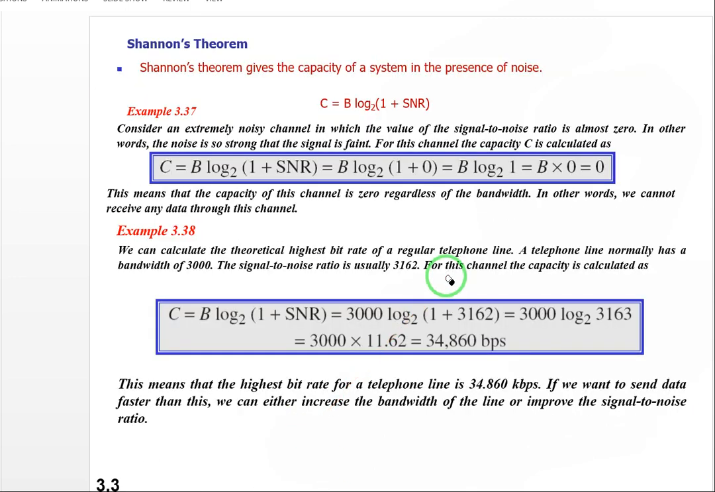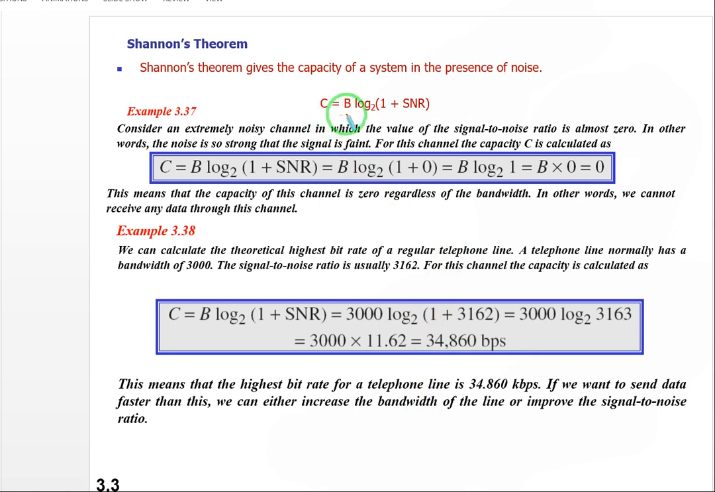So now coming to the Shannon theorem. Shannon theorem about a noisy channel. Keep in mind, noisy channel. One thing about the Shannon theorem is that it gives the capacity of a system in the presence of noise. In the presence of noise, I told you it's about a noisy channel.